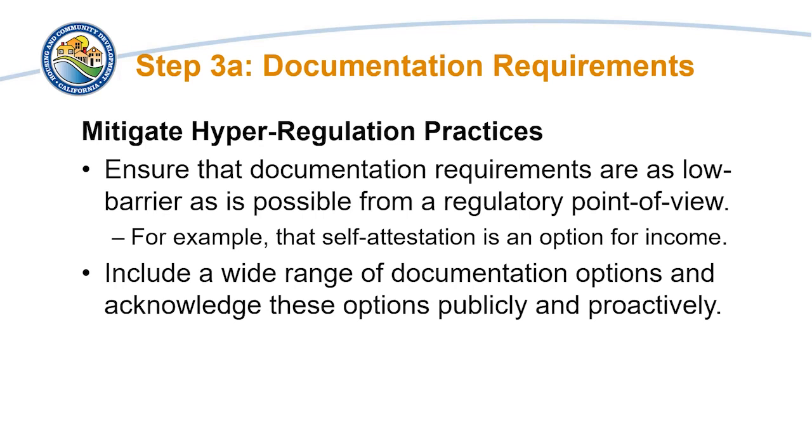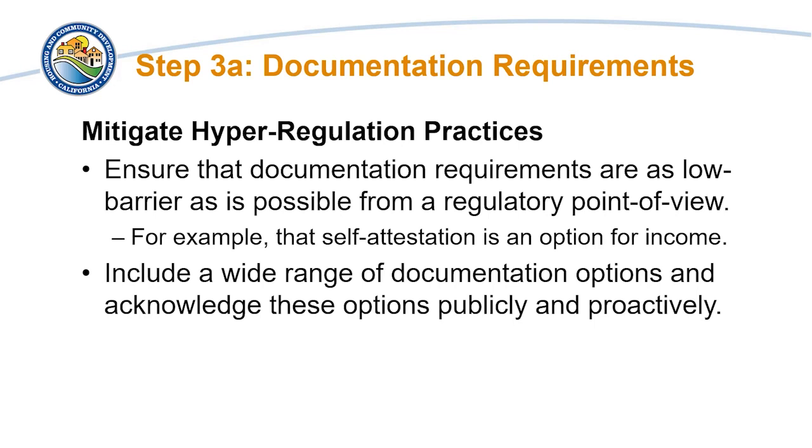And one of the ways to do this is in considering the documentation that will be required to participate in your program. So you can ensure that documentation requirements are as low barrier as is possible from a regulatory point of view. So an example of this would be that self-attestation is an option for documenting someone's income. To the extent that you can, include a wide range of documentation options and acknowledge these options publicly and proactively.